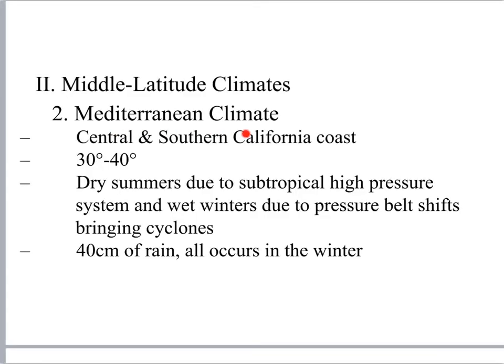Mid-latitude Mediterranean climate. This will be southern and central California between 30 and 40 degree latitude. They're noted for having a lot of dry summers due to this subtropical high pressure system and wet winters due to pressure belt shifts bringing cyclones. So these high and low pressure systems are not located at specific latitudes, but they're sort of semi-permanent. They will come and go with the seasons. They get about 40 centimeters of rain, which typically all comes in the wintertime.